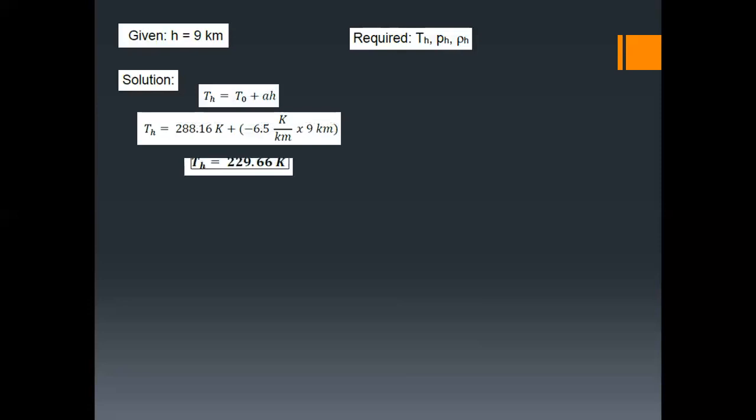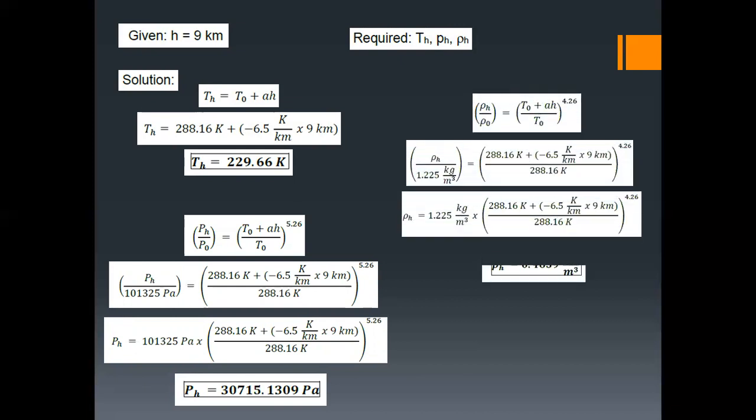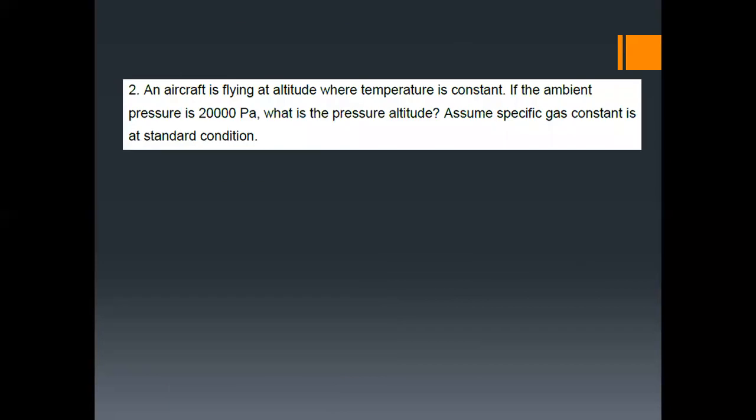So, simply input mo yung given mo. And you find your temperature at 9 kilometers. And then, same with your pressure. No? Basic na siya. Input na siya. And then, you have your density. So, make sure na pareho-pareho yung units mo. No? So, huwag kayong malito sa units. Okay? So, basic lang.